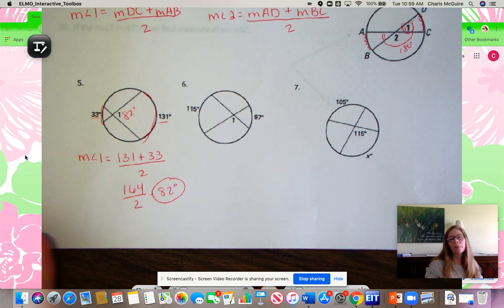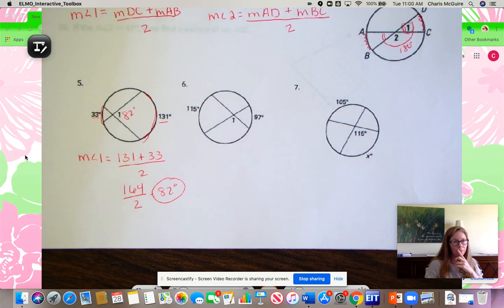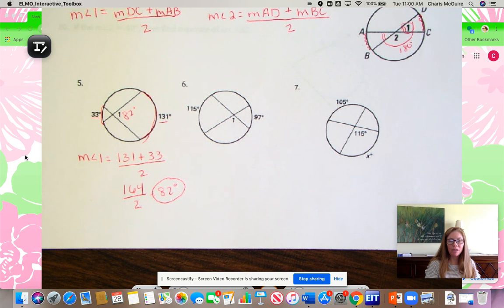All right, number 6 is a little bit different. It's a little bit of a variety of that one, but it's still the same formula. So take a moment to find the measure of angle 1 for number 6. All right, did you get 74 degrees? Hopefully you have 74 degrees.